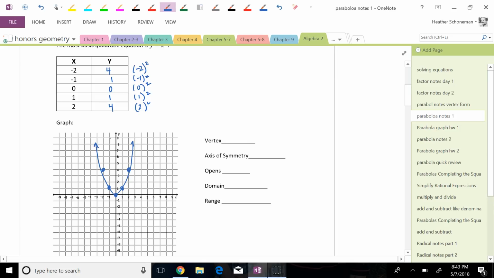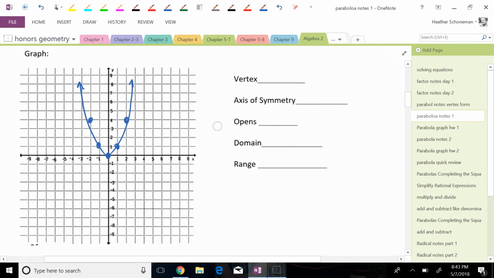The thing to remember about parabolas is they're more U-shaped than V-shaped, so you don't want to make the line straight, you want to make them curve a little bit. Okay? Now that we have it graphed, let's identify some of the important aspects of our graph.